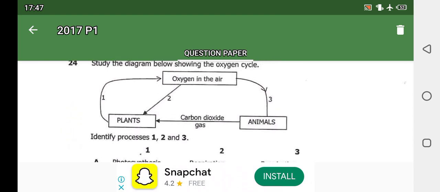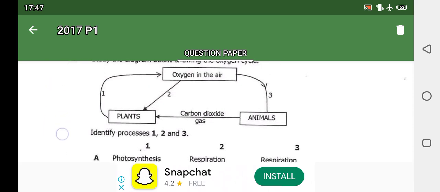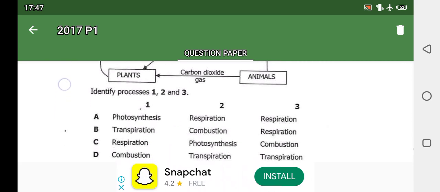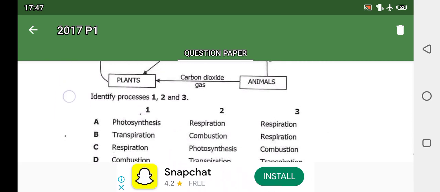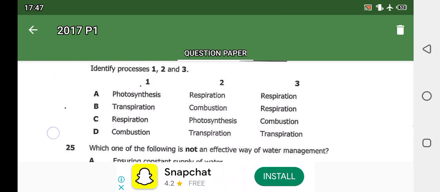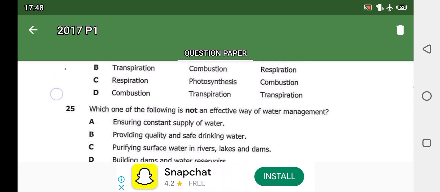2, plants need oxygen. Plants need oxygen for respiration to take place. Animals need oxygen for respiration to take place. So in plants, respiration occurs. In animals, respiration occurs by burning of glucose in the presence of oxygen. So the correct answer is A.